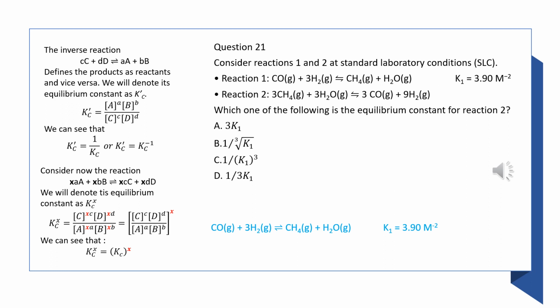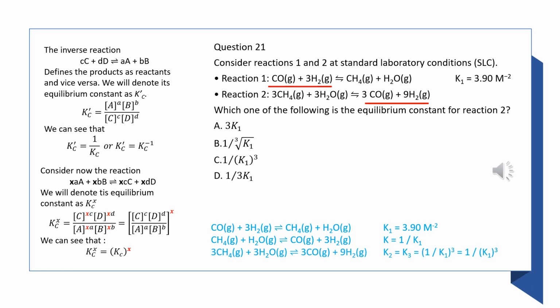This question examines the change in equilibrium constants after a transformation of equations. First, equation 2 is the reverse of equation 1, with the reactants and products exchanged. Therefore, the equilibrium constant K2 for equation 2 should be the reciprocal of the equilibrium constant K1 for equation 1. Since the coefficients of equation 2 are 3 times that of equation 1, the reciprocal should be raised to the power of 3. Therefore, the correct answer is C.